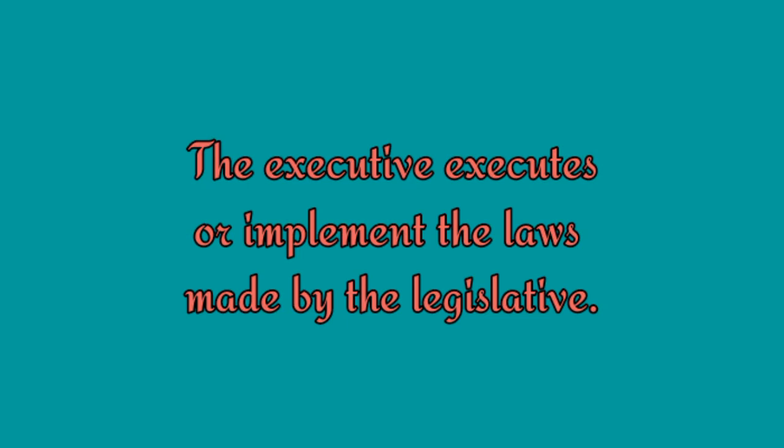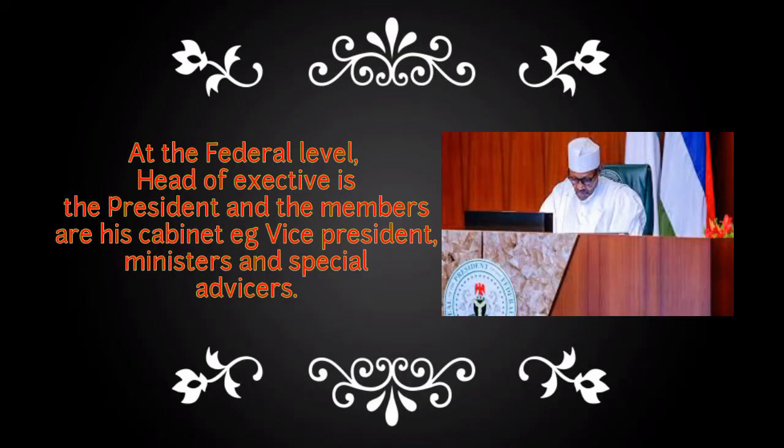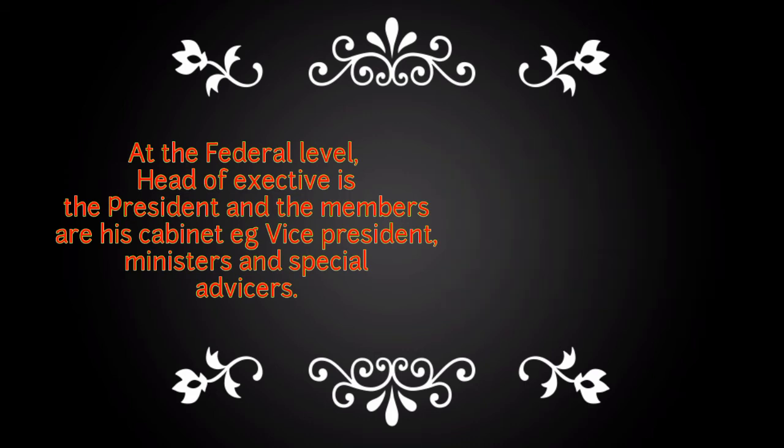Now let's move on to the next arm of government, which is called the executive. This is the arm of government which oversees the day-to-day running of the government. The duty of the executive is to execute the law. The head of the executive is the president at the federal level, and other members are the president's cabinet, which includes the vice president, the ministers, and other special advisors.